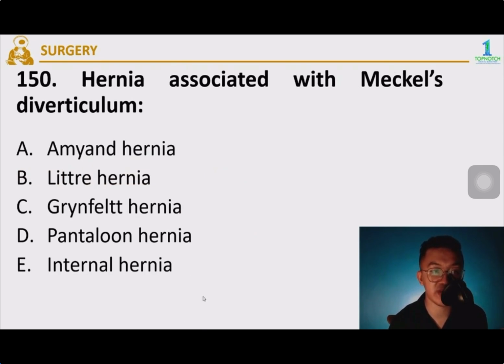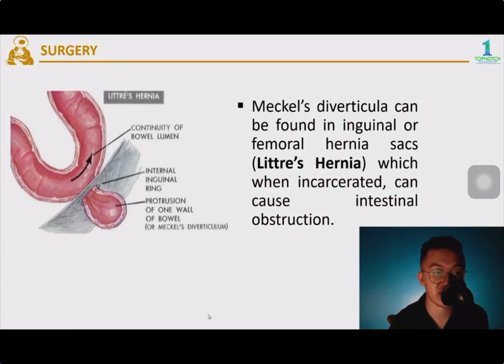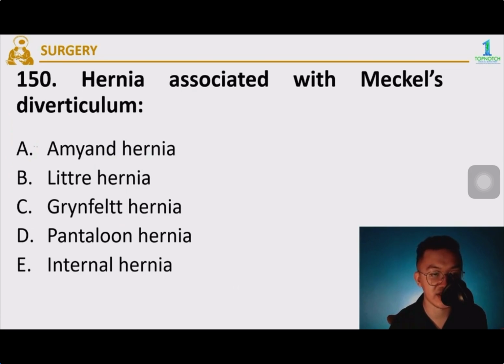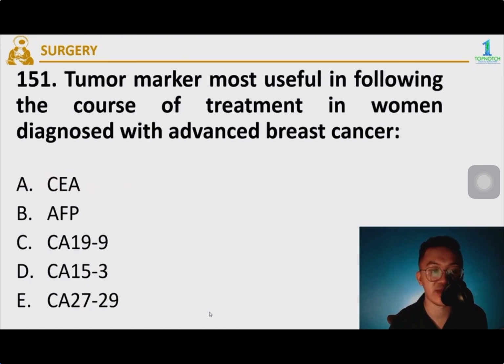150, hernia associated with Meckel's diverticulum. So the hernia associated with your Meckel's diverticulum is your Littre's hernia. How I remember this is whenever I think of Meckel's diverticula, I always see a child with abdominal pain. So the child is little, so Littre's hernia. So 150, again, it's your Littre's hernia. So your Amyand hernia is your hernia associated with your appendix. Your Grynfeltt is the superior lumbar triangle. Your pantaloon is where you have both your direct and indirect hernia. Internal hernia is hernia inside the abdominal cavity. So it's your Littre's hernia.